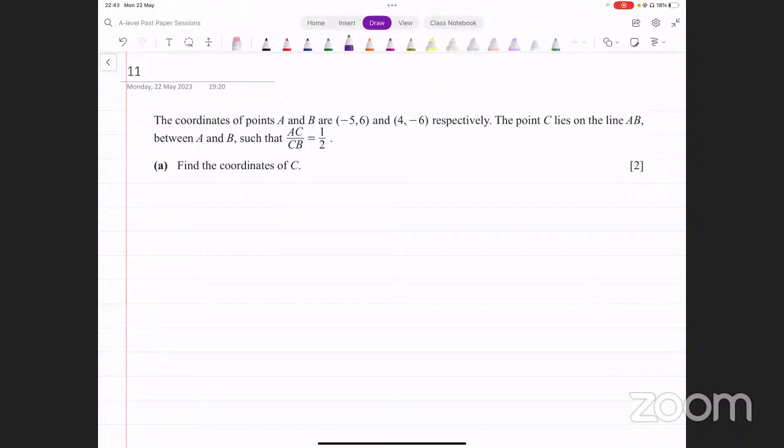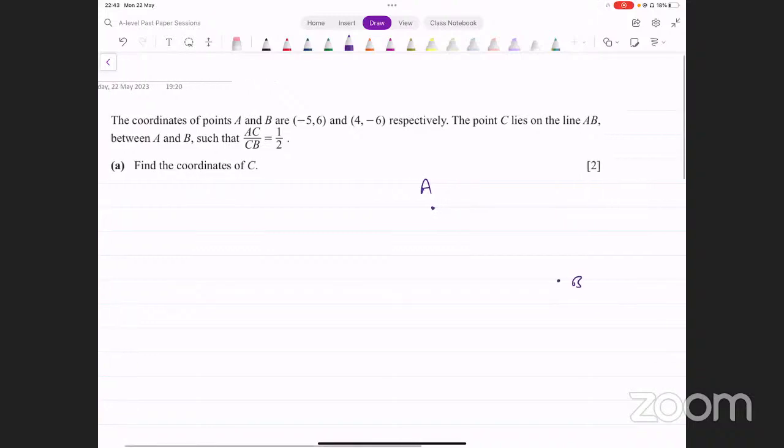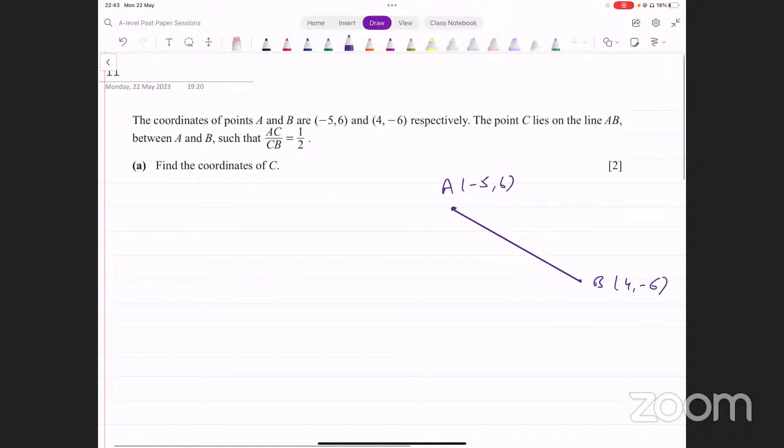Okay, so we have a point A and we have a point B. A का x coordinate छोटा है तो ये लेफ्ट पर होगा, और y coordinate बड़ा है तो ये ऊपर होगा, लेफ्ट पर ऊपर. So let's say there's a point A here and there's a point B here. ये दो पॉइंट्स हमारे पास इस तरह से हैं. Let's say A is -5 and 6 and B is 4 and -6. ये लाइन AB है. इस लाइन AB के ऊपर you have a point C somewhere, and it's such that AC over CB is equal to 1 over 2.